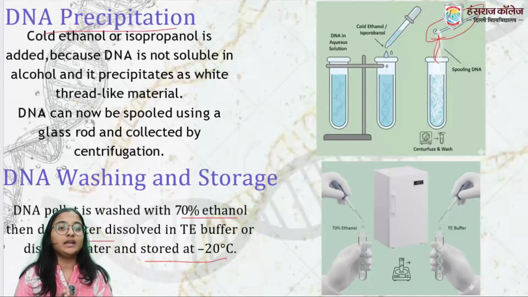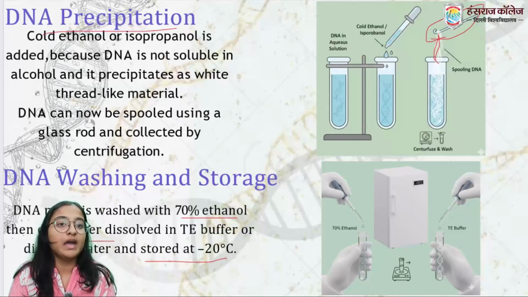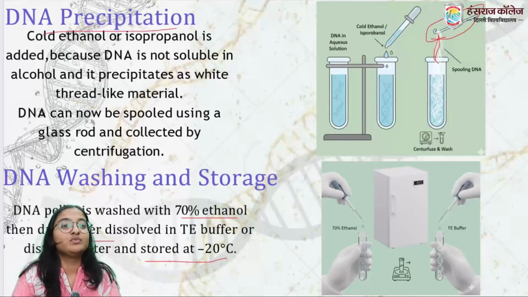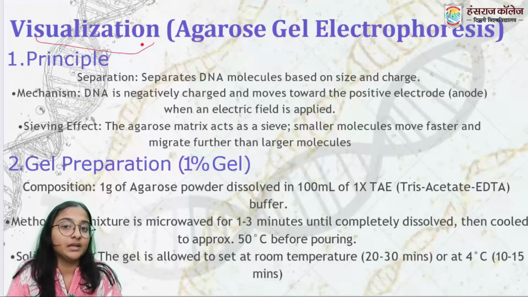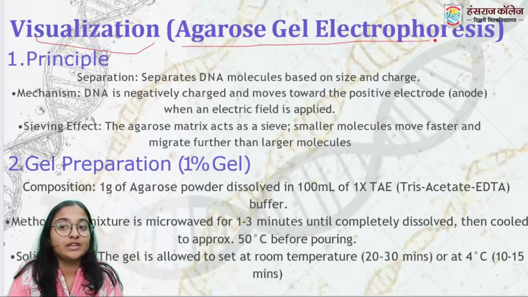Now we understand that the DNA is isolated. But how do we see this DNA? How is it visible to us? The next step is visualization. How do we see this DNA? We use agarose gel electrophoresis.